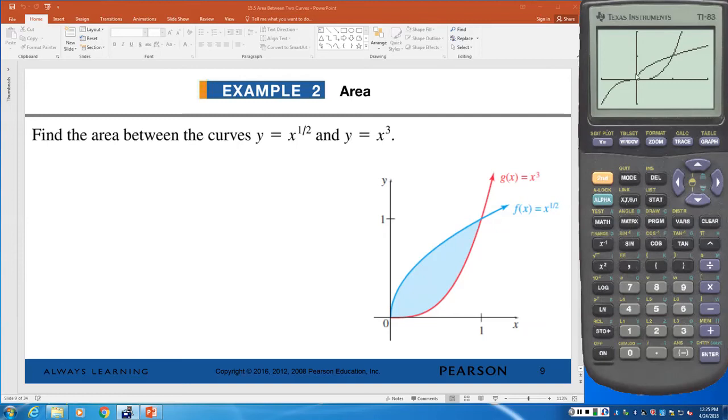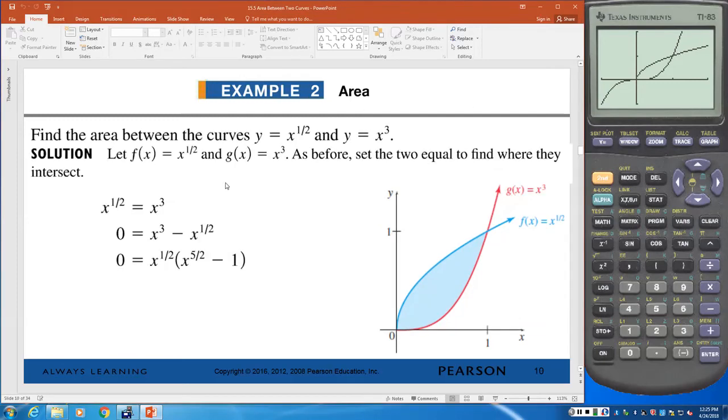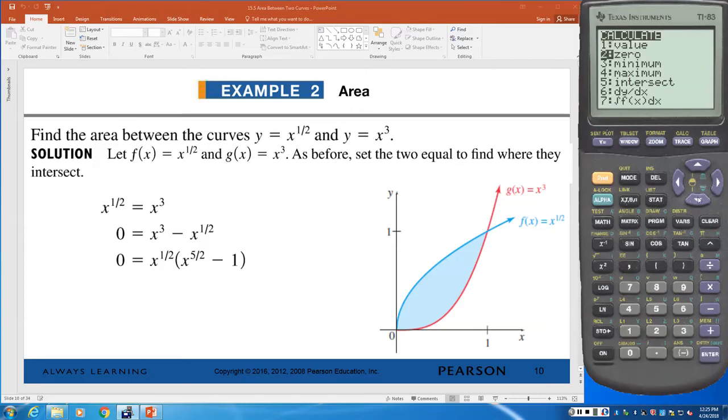Okay? But the other one is not necessarily obvious, and even though you can set them equal to each other and then factor and solve that way, it is far easier to go second trace, go down and choose intersect, click on both curves and let it guess where the intersection is, and it'll tell you exactly where the intersection is with no algebra required.